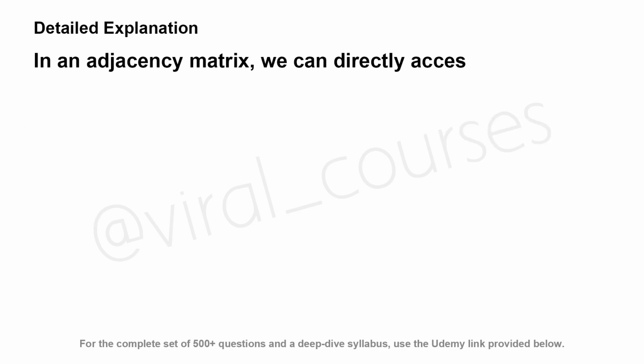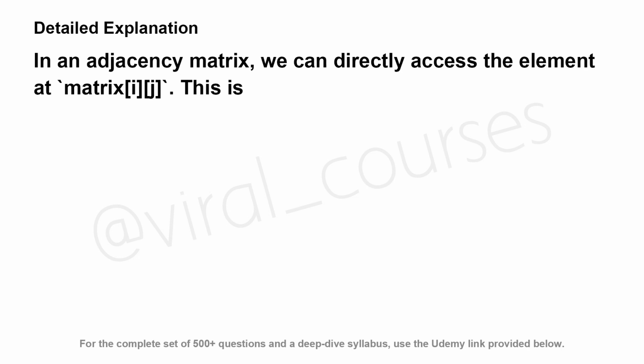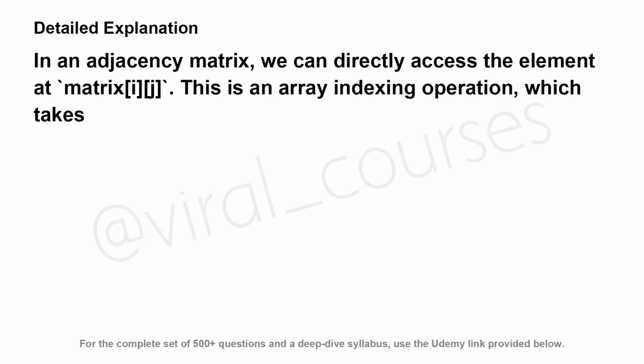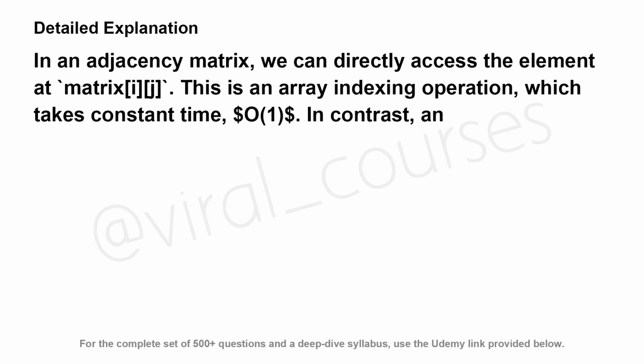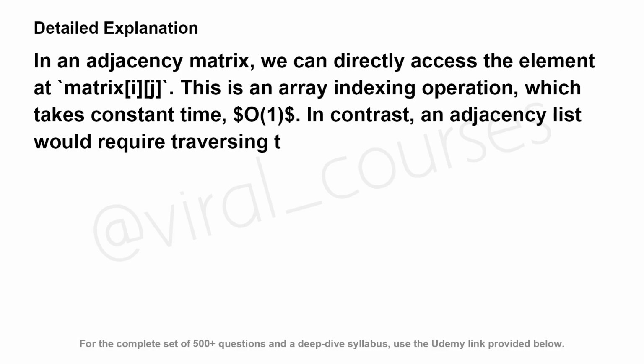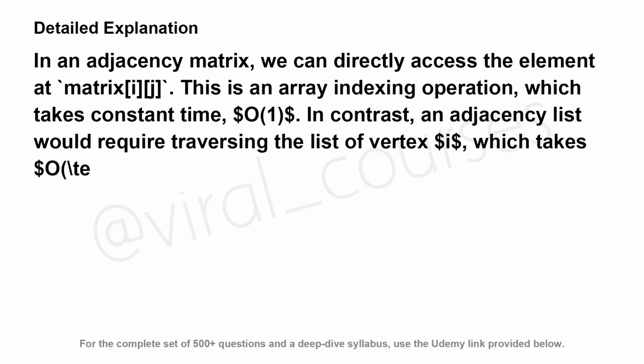In an adjacency matrix, we can directly access the element at matrix[I][J]. This is an array indexing operation, which takes constant time, $O(1)$. In contrast, an adjacency list would require traversing the list of vertex $I$, which takes $O(\text{degree of } I)$.